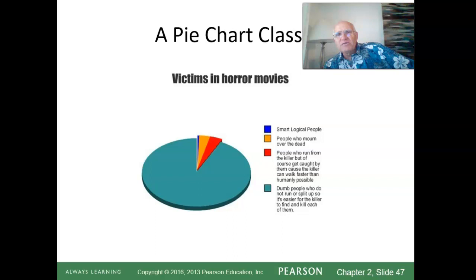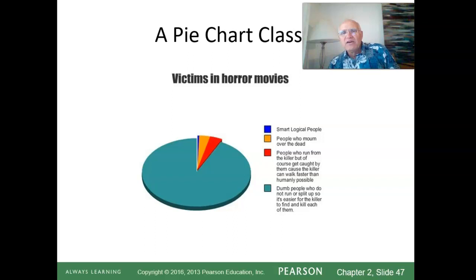And this is my favorite pie chart. I call this a pie chart classic. Victims in horror movies. So the big area there, let's see, you've got 4 categories. Logical, smart people. There are very few of those. People who mourn over the dead, and there's several of those, get it. And then people who run from the killer, but of course get caught because the killer can walk faster than humanly possible. So those killers in the horror movies tend to show up anywhere and everywhere. So like, how do they do that?